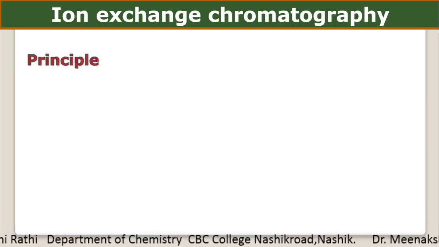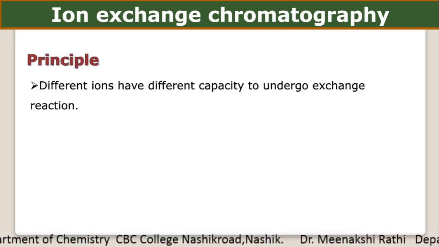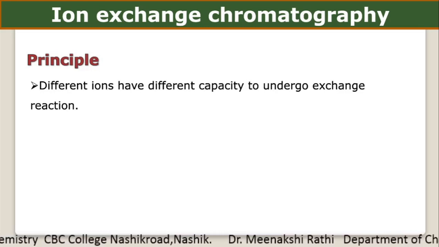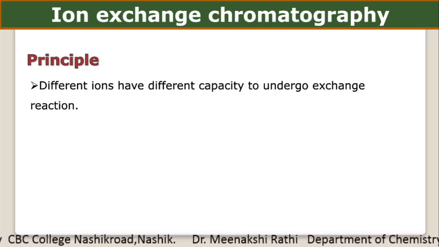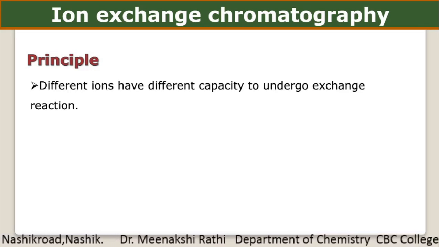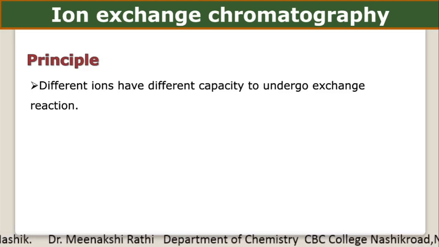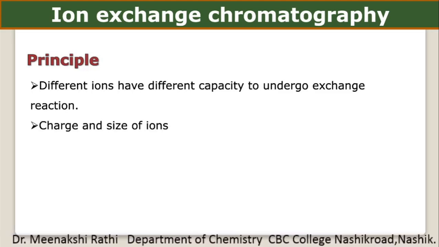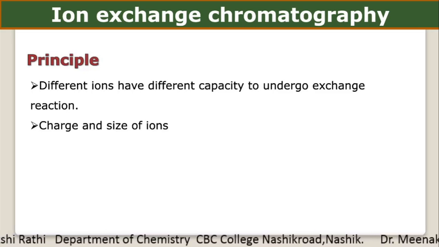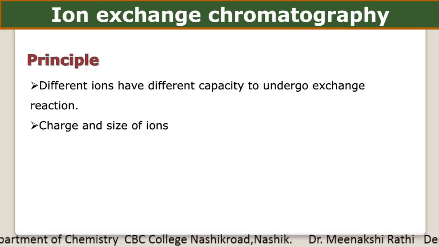The principle of ion exchange chromatography is that different ions, like cations or anions, have different capacity to undergo exchange reaction on the surface of a given exchanger. Each and every ion has a different capacity to undergo exchange. The capacity of an ion to undergo exchange depends upon the charge and the size of the ion in the solution.